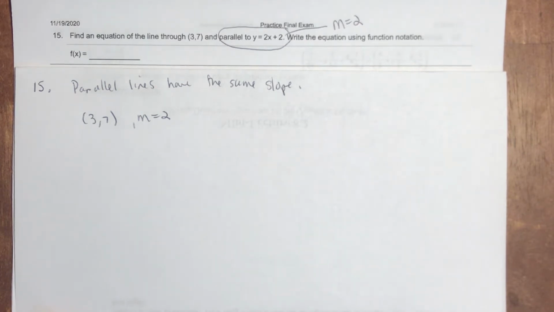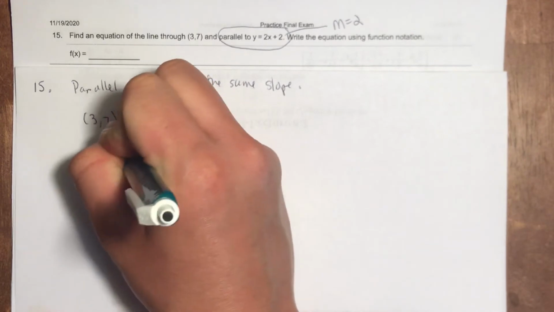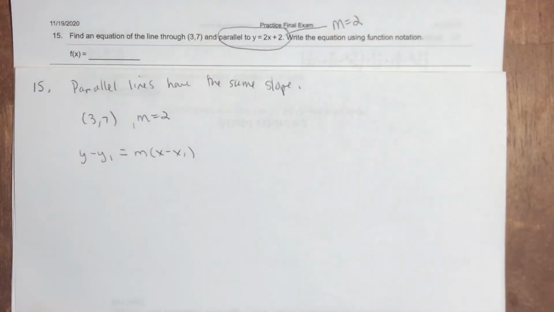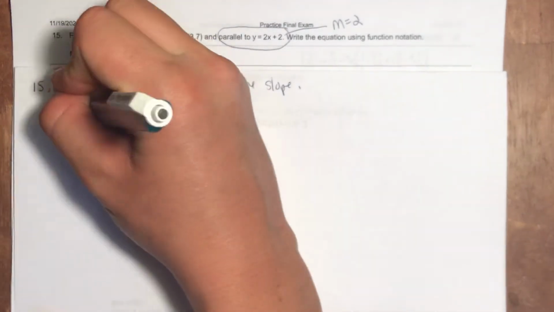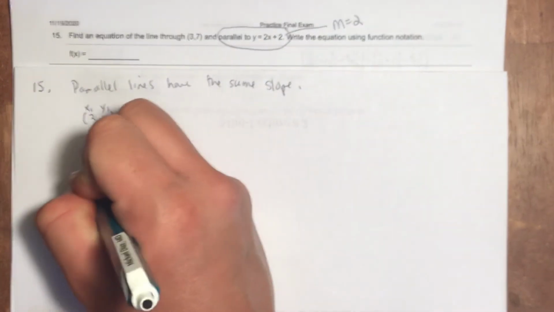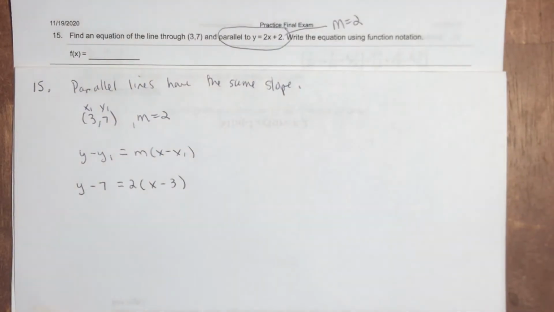You can use point slope form, or you can use the y-intercept form, solve for b, and then rewrite it in function notation. But my preference is to use point slope form, so that's what I'm going to use. Point slope form: y minus y1 is equal to m times x minus x1. And then we'll just plug in. My x1, y1 is 3, 7. My m is equal to 2, so I'll plug in. y minus 7 is equal to 2 times x minus 3.